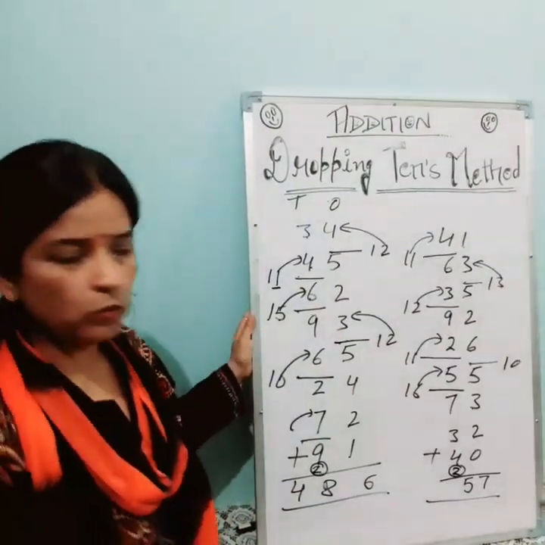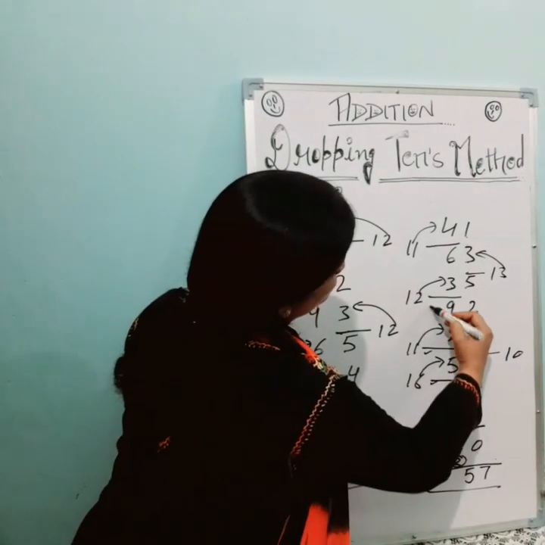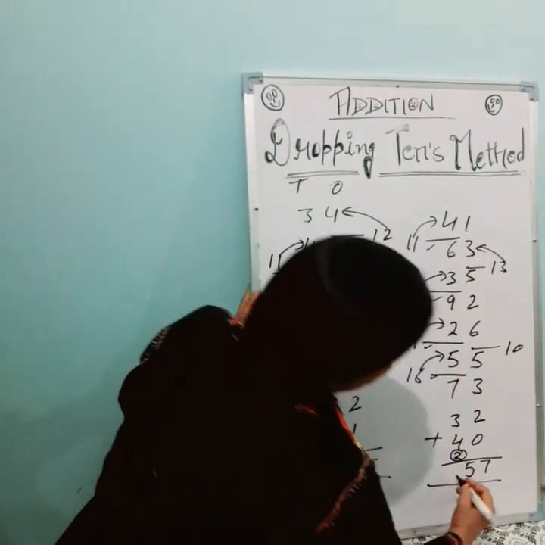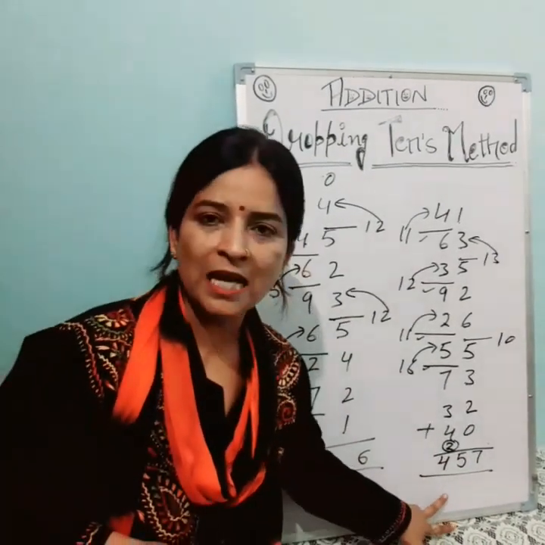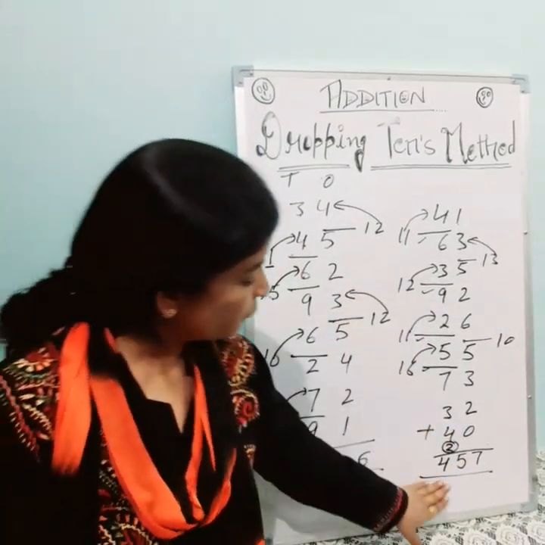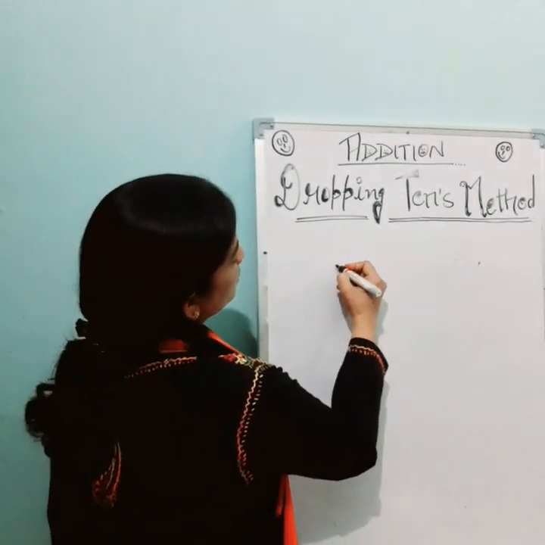After that we will count the tens. 1, 2, 3, 4. So our sum is 457. We will take an example of 3-digit numbers.